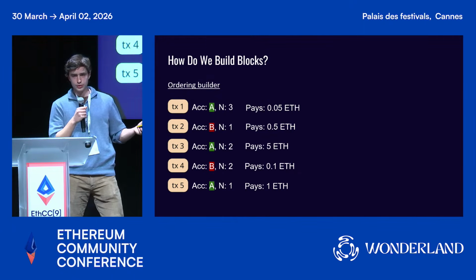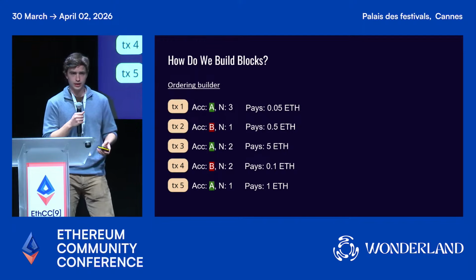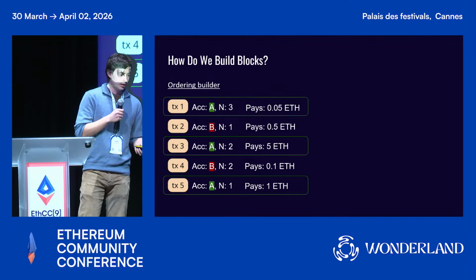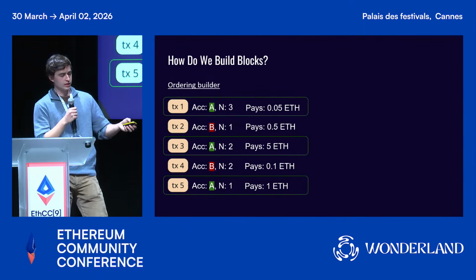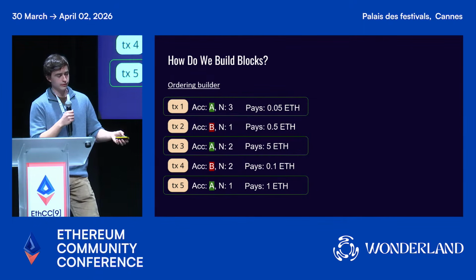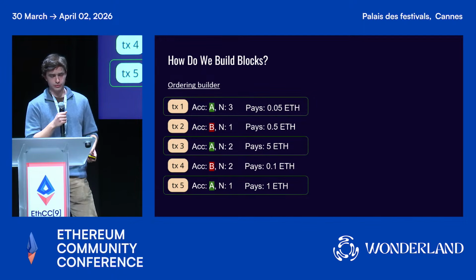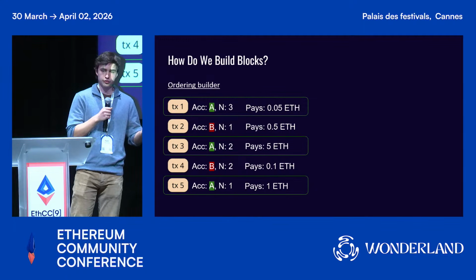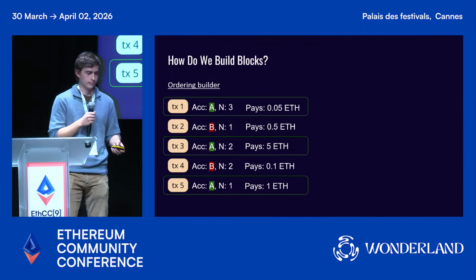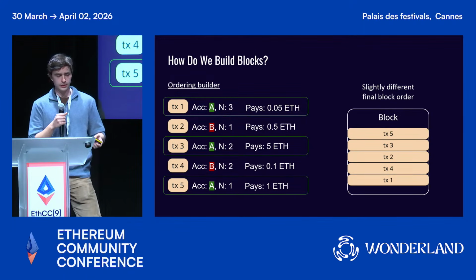So if we go back to the previous example, we add on this dimension of nonces. If we look at transactions coming just from account A, we can see that the bottom transaction, transaction 5, has the lowest nonce. So even though it pays a bit less than transaction 3, we have to include that one before transaction 3. If we try to include transaction 3 first, it would revert. So the final block we get is slightly different.